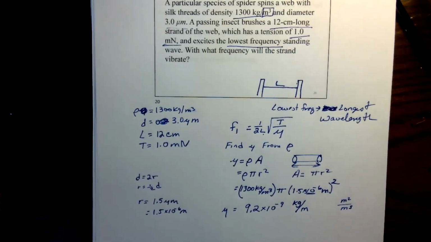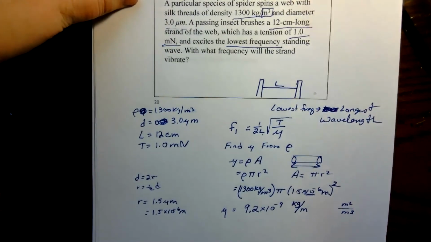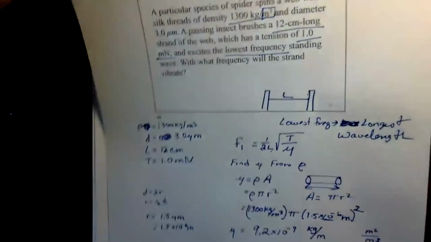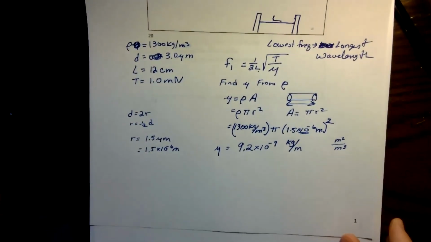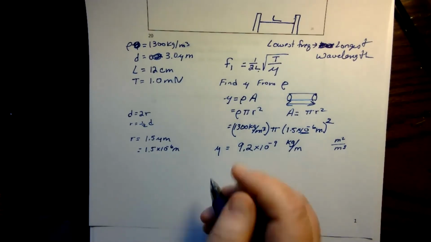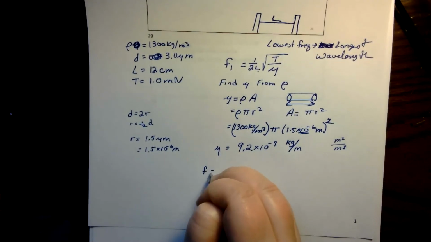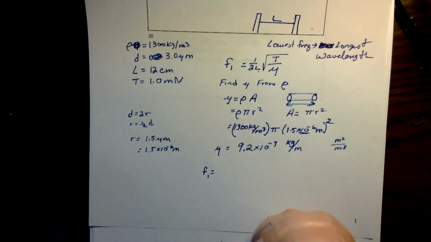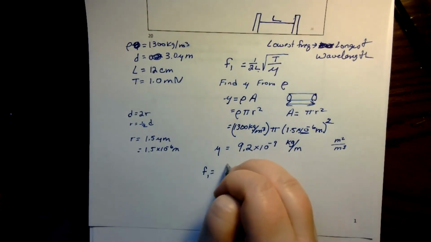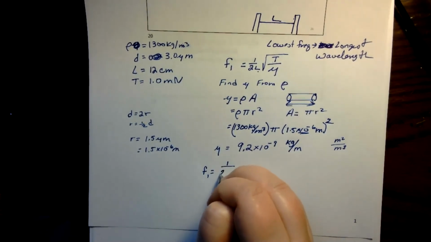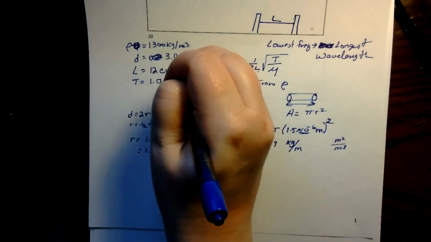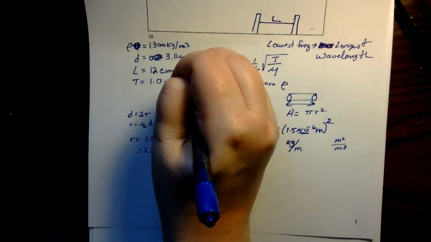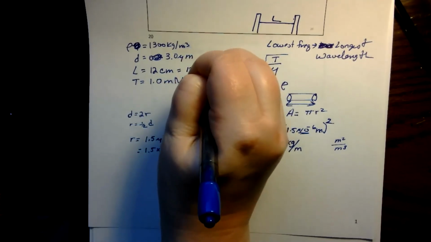Okay, so now we know mu. Mu is 9.2 times 10 to the negative 9 kilograms per meter. We're getting close now. Now we have to calculate and find our F1. So F1 we said was equal to 1 over 2L times the square root of T over mu. So we're going to get 1 over 2 times L, which we said was 12 centimeters. We've got to convert that to meters. So this is going to be 12 times 10 to the negative 2 meters.